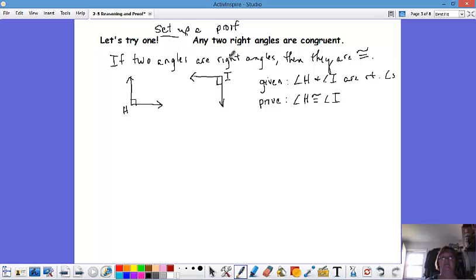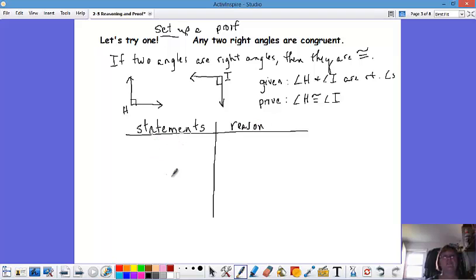I've got my statement in conditional form. I have a diagram that shows the given information, and I have specified what was given and what I have to prove. The remaining thing is to set up that T-chart, and you will see that I very often abbreviate here because I've done this a long time, so sometimes I just write STMT right there and reason over here.